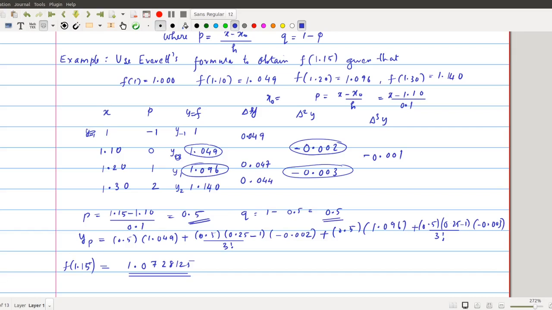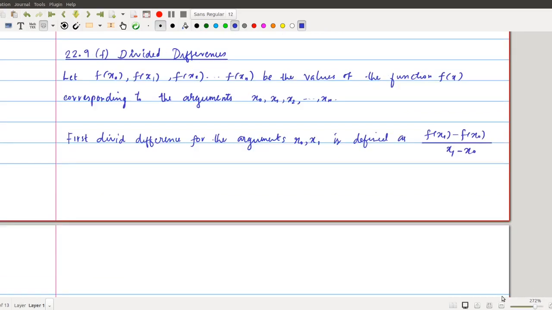Okay, next we will discuss one more formula, that is what we called Newton's divided difference formula. So this is the last formula explained in this session 22.9. Now we have a formula, the divided difference formula. So this is defined as, let f of x0, f of x1, etc., f of xn be the values of the function f of x corresponding to the arguments x0, x1, x2, etc., xn. Then we define the first divided difference for the arguments x0, x1.